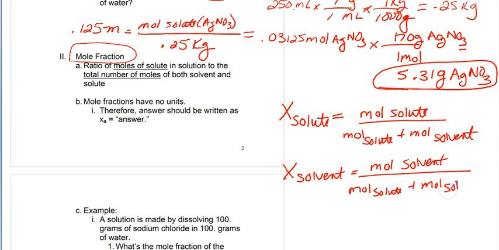The hardest part really is that it's time consuming, because you always need to convert everything to moles first, then plug it into this equation, and then solve for your mole fraction. Because you're taking moles divided by moles, you're going to end up with no units. So mole fractions have no units, and you could simply answer with the value, or say x of whatever is equal to, and then circle it.